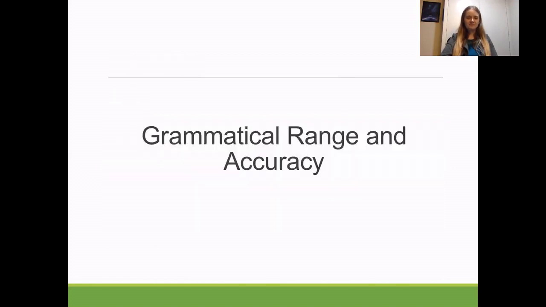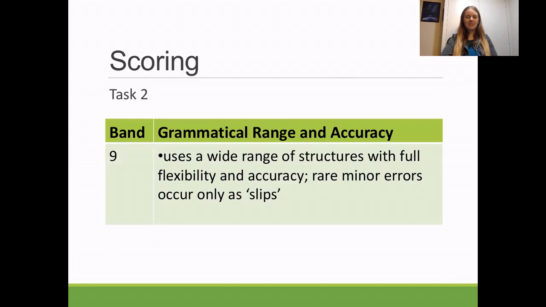Okay, the next criteria is grammatical range and accuracy. So if you get a perfect score for grammatical range and accuracy, it means that you have used a wide range of structures with full flexibility and accuracy, and rare minor errors occur only as slips.